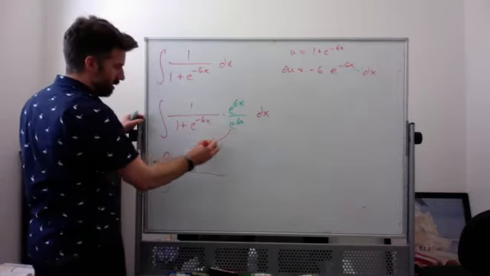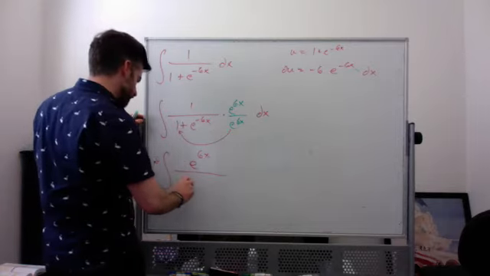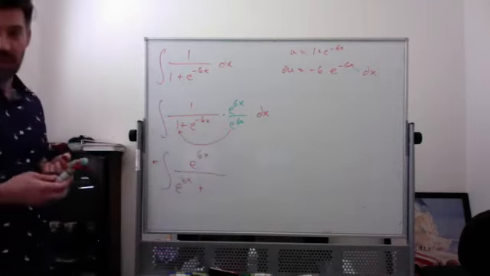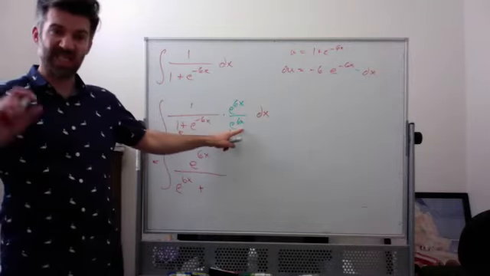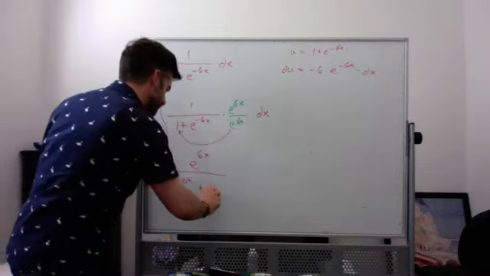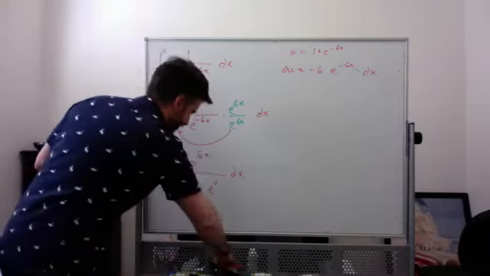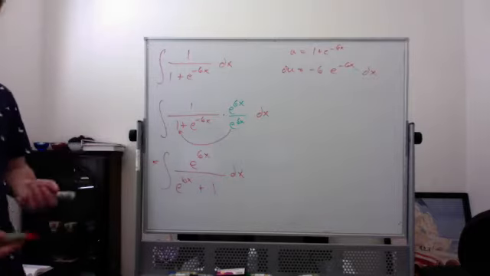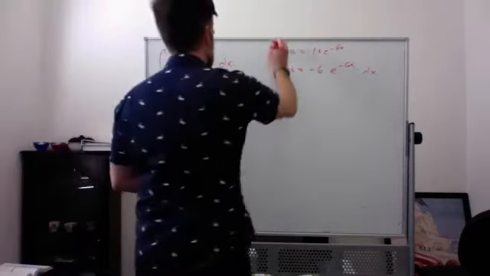Now when I distribute this here, e to the 6x times 1 is e to the 6x. And e to the negative 6x times e to the 6x, well, when you multiply this together, you add the powers, and negative 6x plus 6x is 0. So you get e to the 0, but e to the 0 is just 1.